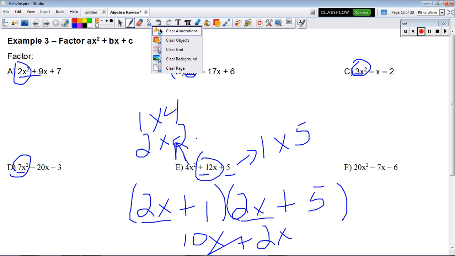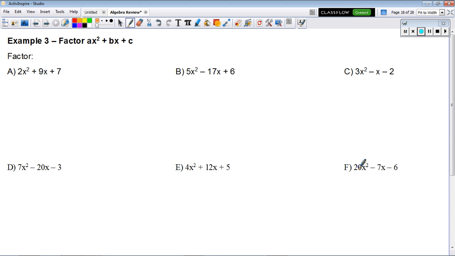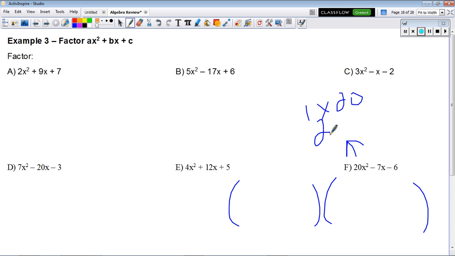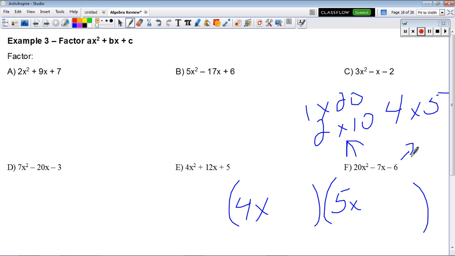For part F, once again, notice the number in front of x squared is a composite number. So for 20, I got a couple different possibilities. I got 1 times 20, I got 2 times 10, I got 4 times 5. So once again, because I don't know which pair of numbers is the one that's going to work, I'm going to first just try 4x and 5x. I'm going to try that first and see if that gets me anywhere. And then for 6, notice it's a negative 6. So that tells me the signs are going to be different.